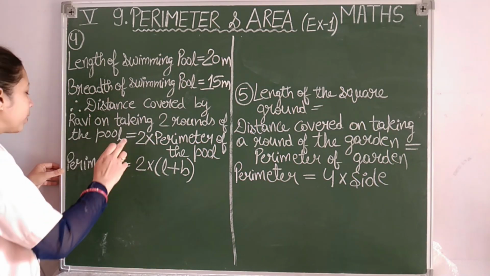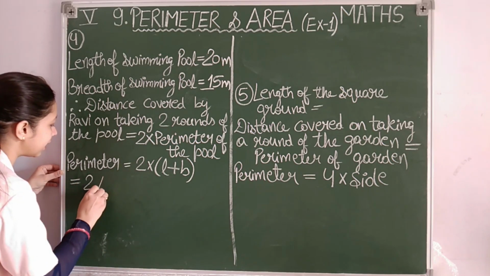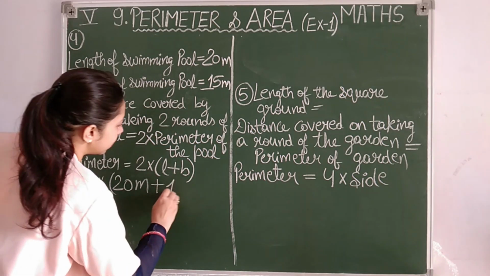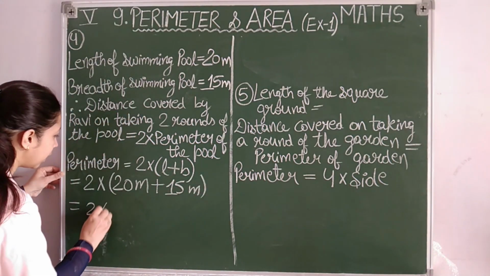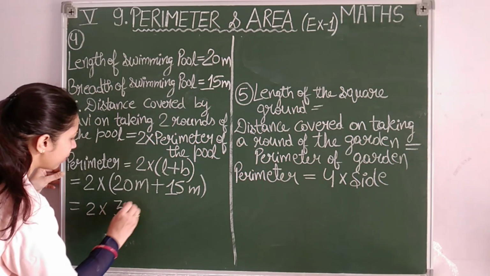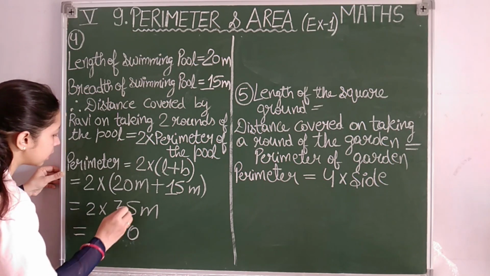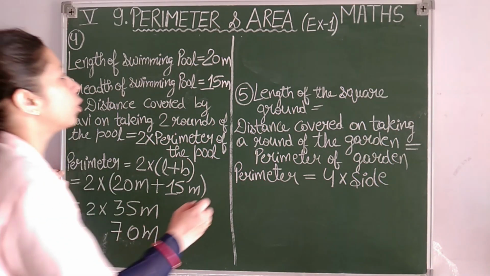and then we will multiply it by 2. So let's see, perimeter equals 2 into (L plus B). Let us put in the length and breadth. Length is 20 meters and breadth is 15 meters. Then 20 plus 15 will give us 35 meters. So 2 into 35, how much, students? 2 fives are 10, 2 threes are 6, 7. 70 meters is the perimeter of the pool.